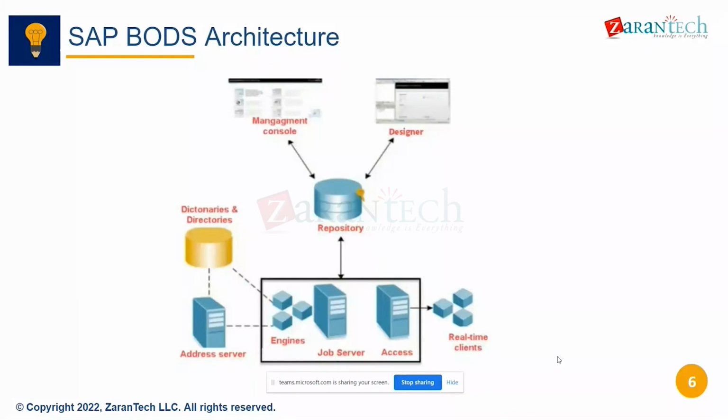Any other questions? So basically, the jobs will be saved in the ATL file format. Whatever we create as a job in the designer, it will be created in the backend with the ATL file format, right? Yes, ATL file format only, dot ATL.